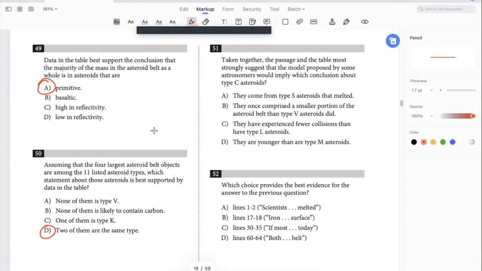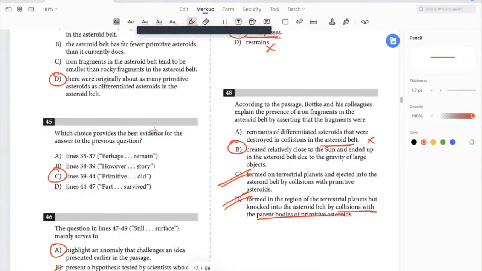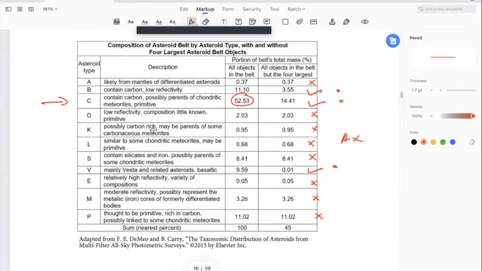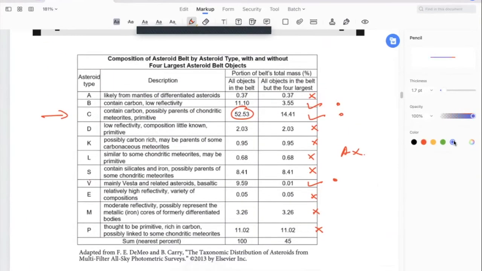They come from type S asteroids that melted. They once comprised a smaller portion of the asteroid belt than type V asteroids did. They have experienced fewer collisions than have type L asteroids. They are younger than type M asteroids. Okay, S, V, L, and M. Let me just look at S, V, L, and M.